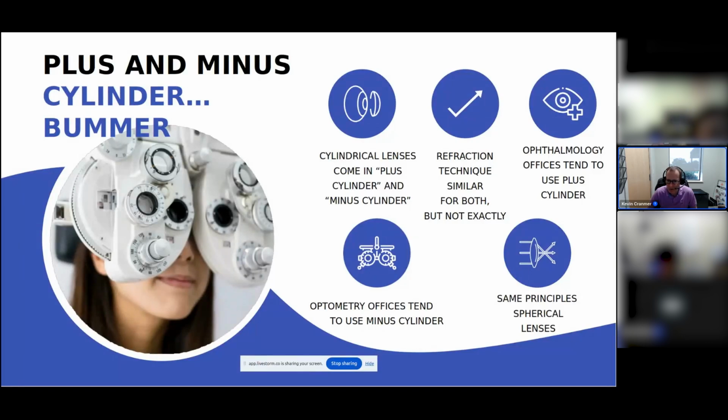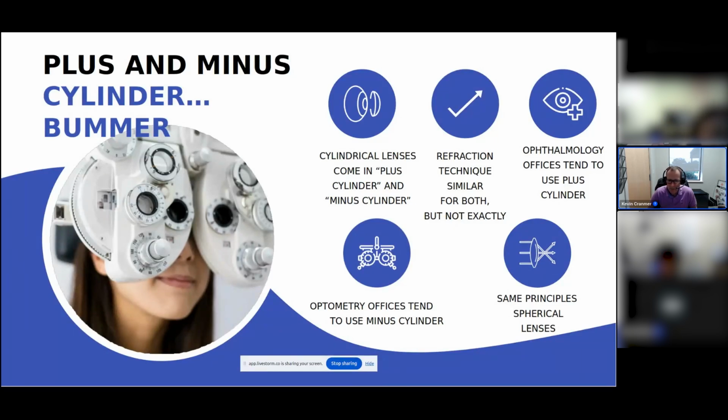Optometry offices tend to use minus cylinder lenses, and there's good reasons for that. The biggest one being that it's much easier to prescribe contact lenses, which are issued and manufactured to specifications in minus cylinder. So when you refract a patient, you don't have to convert to a different system if you're going to prescribe them with contact lenses.